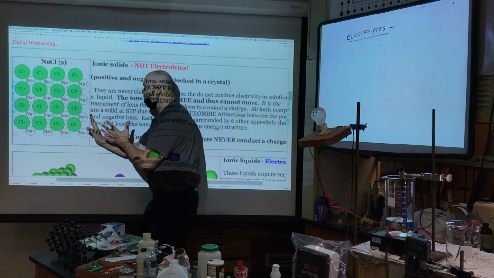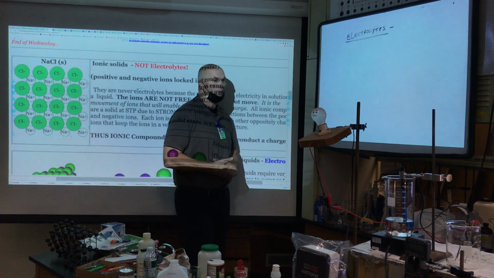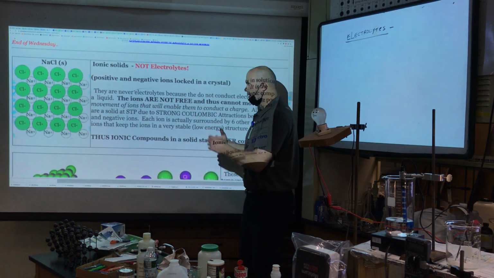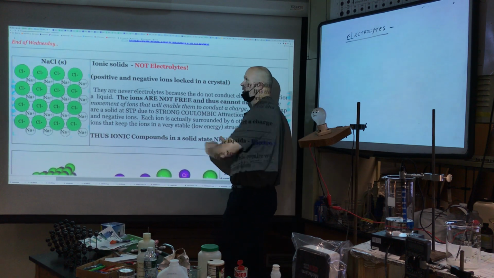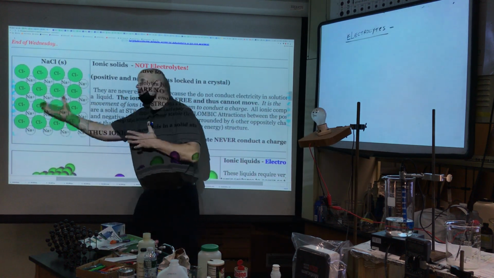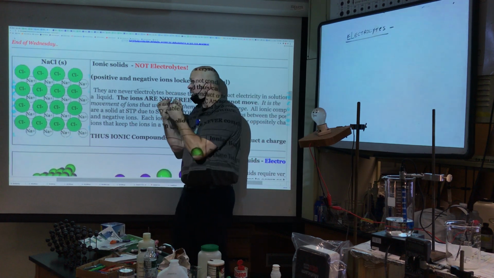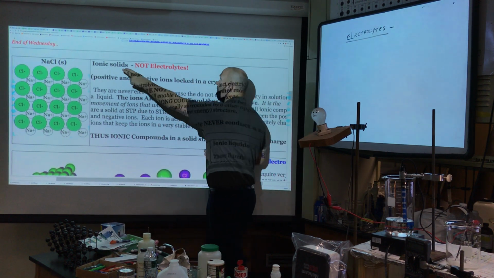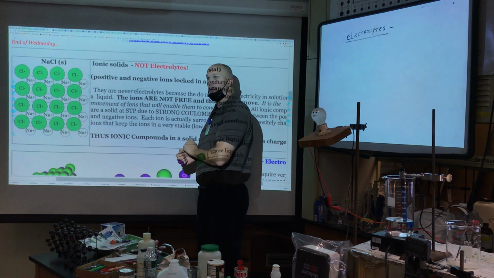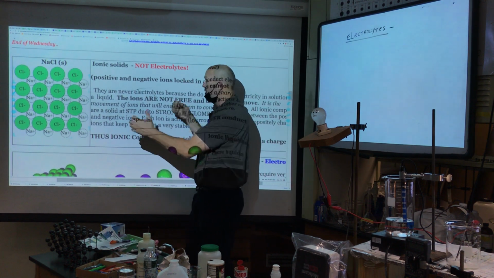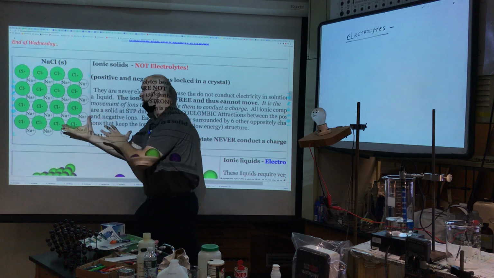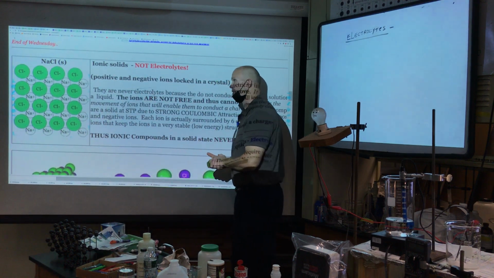These ions can't move out of the crystal. So therefore they are solid ionic compounds, no matter if it's sodium chloride, potassium chloride, sodium fluoride, whatever combination of positives and negatives in a solid phase. And by the way, all ionic compounds are solids at room temperature or at STP because they attract each other strongly enough to make this low-energy arrangement called the crystal lattice.